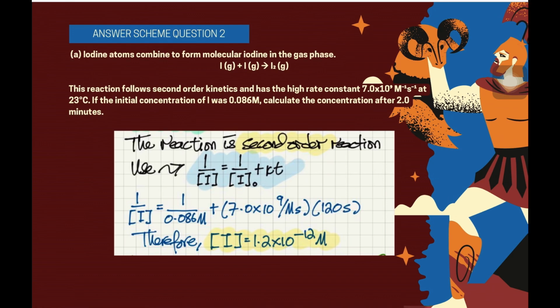Okay, question 2. Question 2 kita ada iodine combined to become I2 gas. Okay, so dia cakap dia follow second order, and the high rate constant dia sudah bagi, and based on this kita sudah tahu bahawa ini pun kita boleh confirmkan bahawa dia adalah second order ya, based on the unit. Okay, so if the initial concentration of I was 0.086, calculate the concentration after 2 minutes.